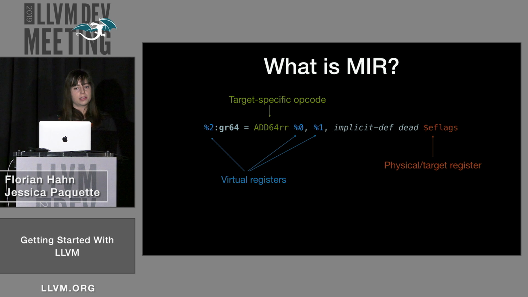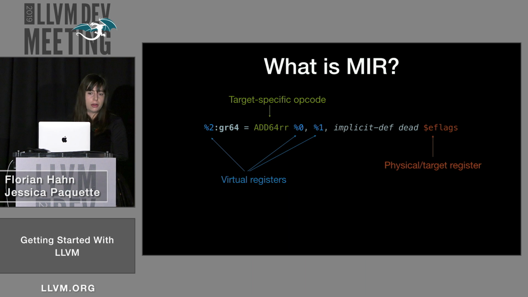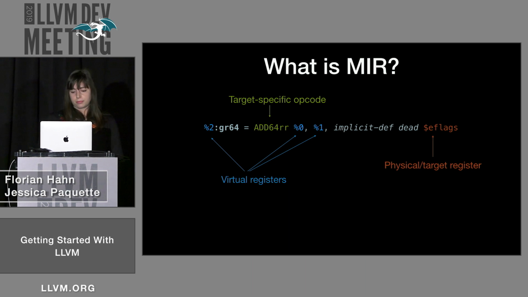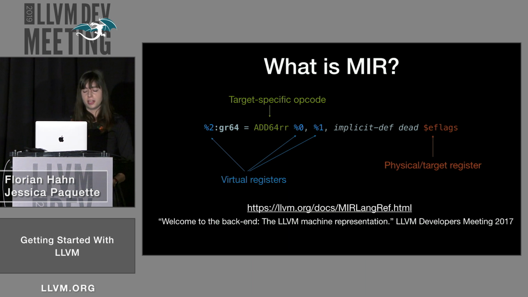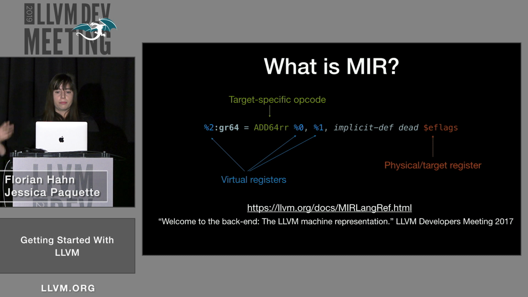Some MIR instructions, such as this one, may have some physical registers before register allocation. And this is often because this instruction is defined to work on or modify that specific register all of the time. There are a couple other things that you could see on this MIR instruction that I'm not really going to cover here for the sake of time. However, you can check out the MIR language reference to learn more. There's also a past tutorial which covers this topic in greater detail.